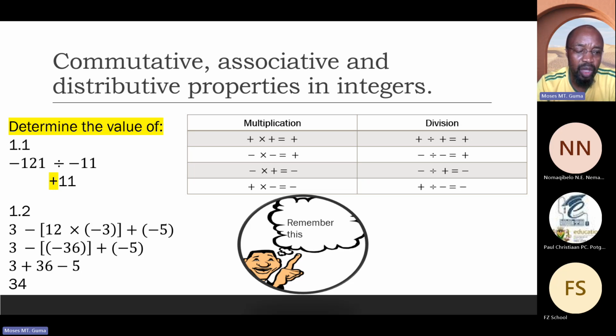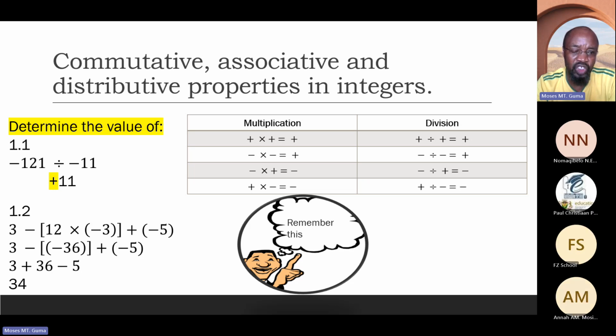Now, in this case, it would be positive 3 plus positive 36, which is positive 39 because we add. Now, positive 39 minus a 5 would be positive 34. Remember, we take the sign of the bigger number. It is positive 34. Be careful about that. Now we have determined the value of this expression without using the calculator.